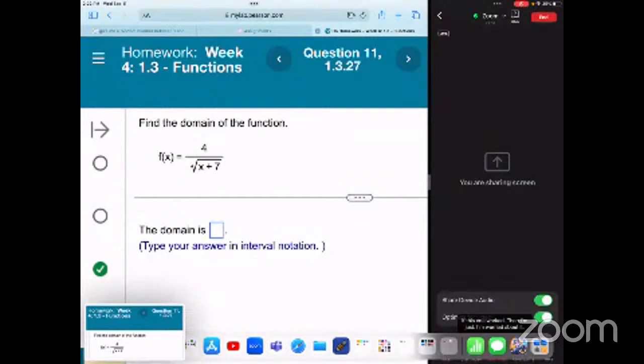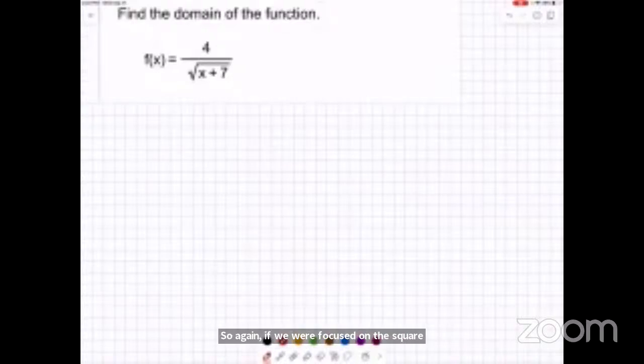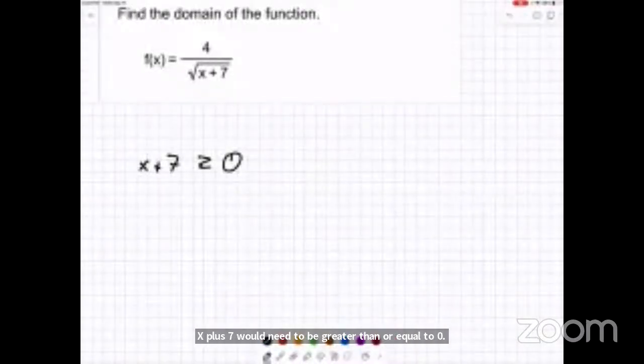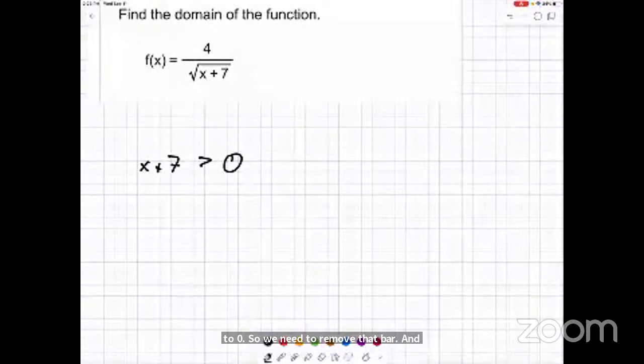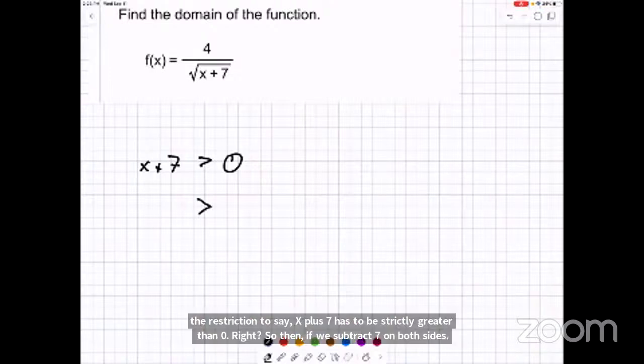Okay. So we're asked to find the domain of this function. Again, if we were focused on the square root by itself, then we would say x plus 7 would need to be greater than or equal to 0. But because it's in the denominator, it can't be equal to 0, so we need to remove that bar. Now we have to extend the restriction to say x plus 7 has to be strictly greater than 0. If we subtract 7 on both sides, x has to be strictly greater than negative 7.